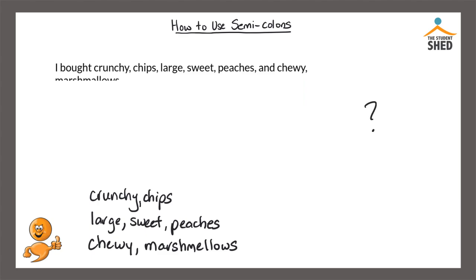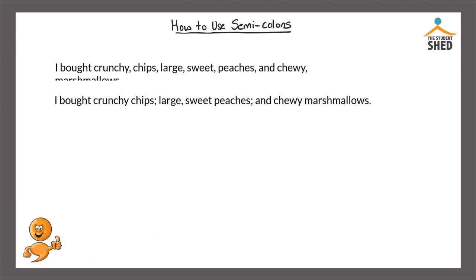And so, here is where the semicolon can help. The comma between the items can be bumped up a notch and turned into semicolons so that the reader can easily tell how many items are in the list and which words go together. So this is what the new sentence would look like using the semicolon. I bought crunchy chips; large, sweet peaches; and chewy marshmallows.